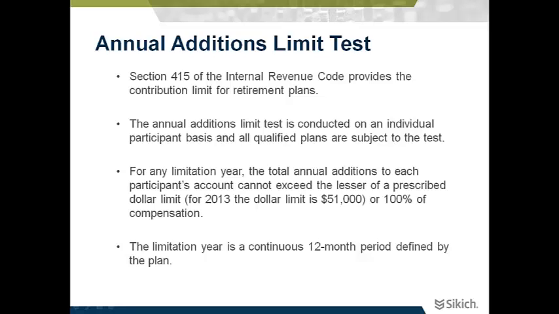Again, the total additions to each participant's account cannot exceed the lesser of a prescribed dollar limit or 100% of compensation. For 2013, that prescribed dollar limit is $51,000. The limitation year is a continuous 12-month period defined by the plan.